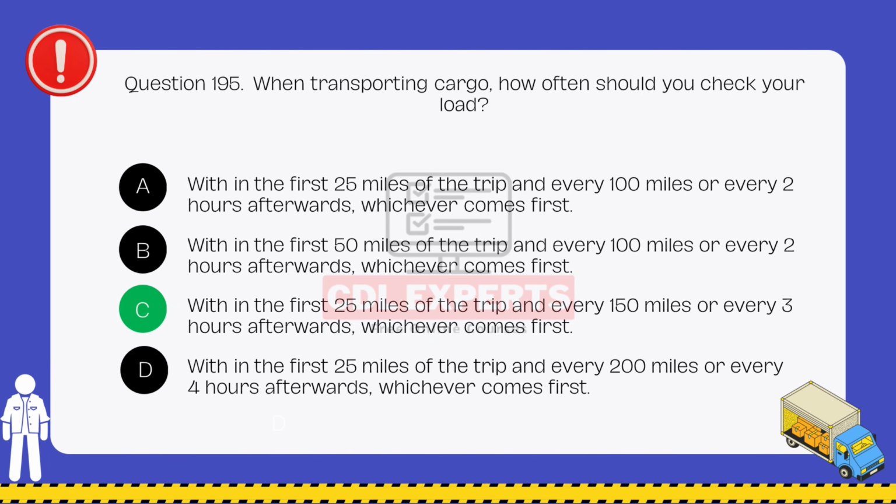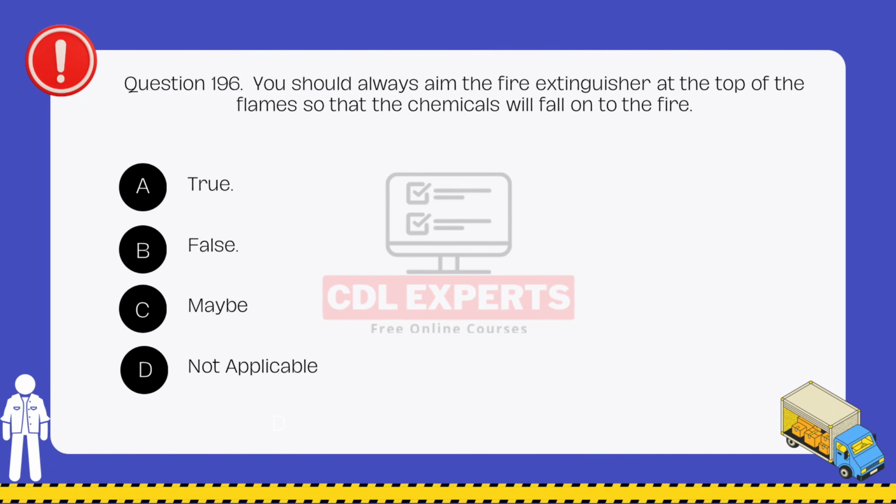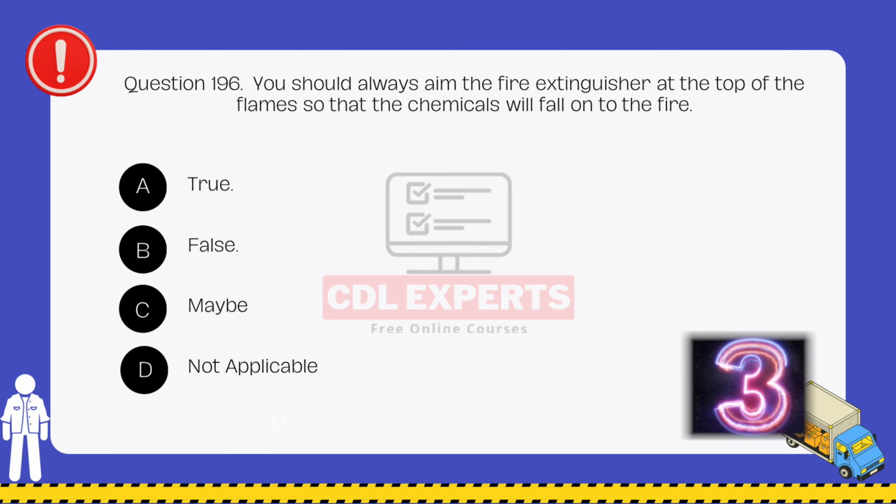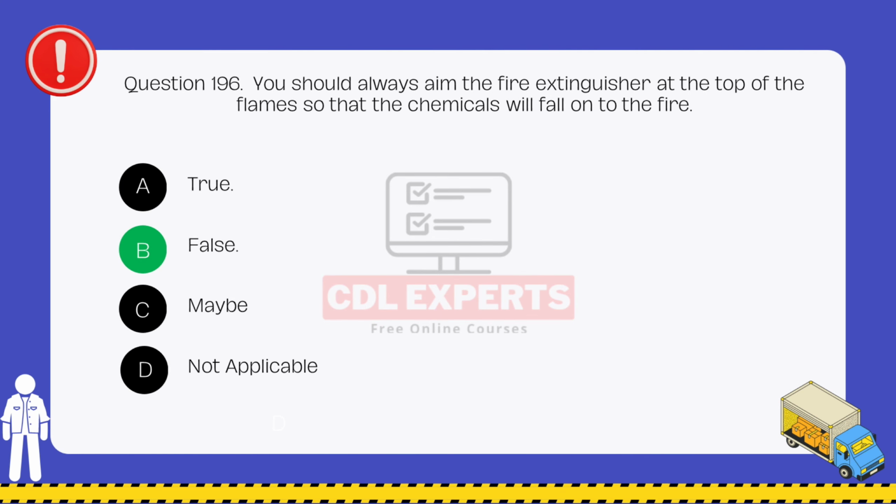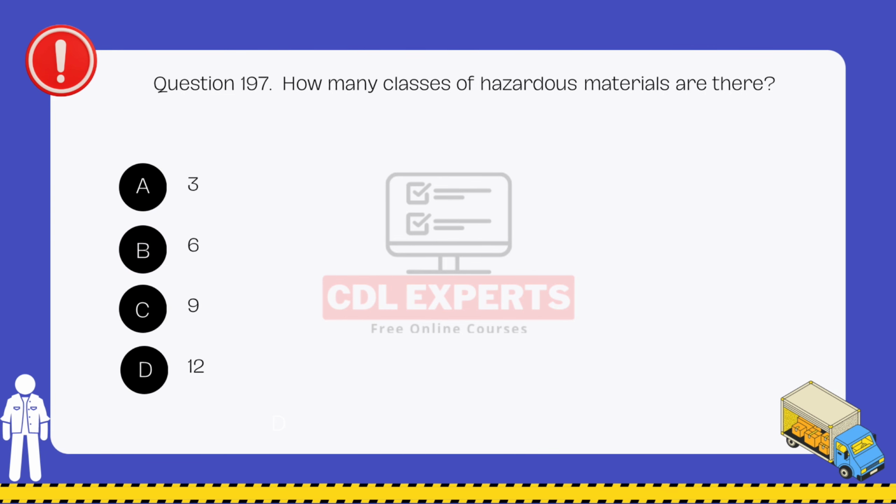The correct option is C. You should always aim the fire extinguisher at the top of the flames, so that the chemicals will fall onto the fire. True, false, maybe, not applicable. Correct option is B. How many classes of hazardous materials are there? 3, 6, 9, 12.